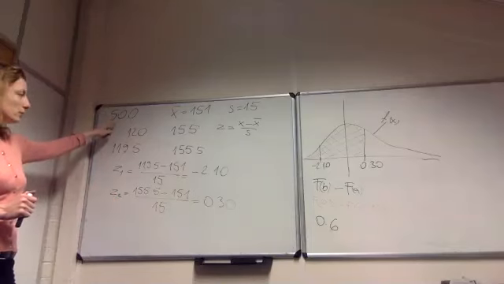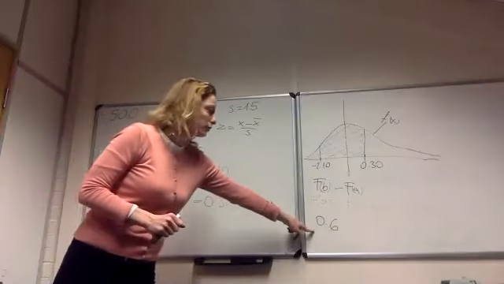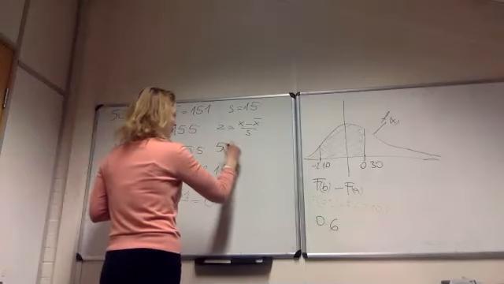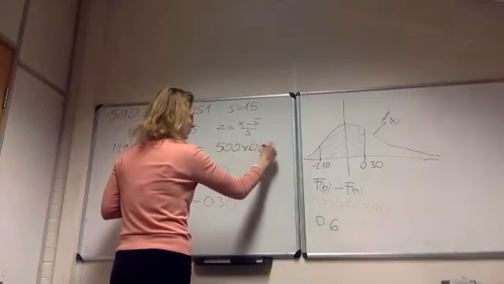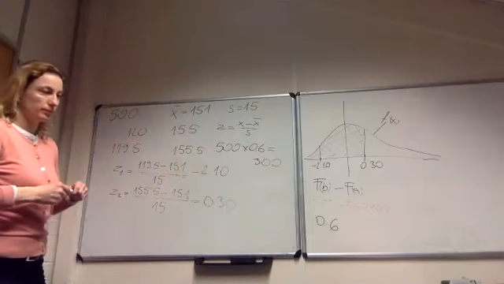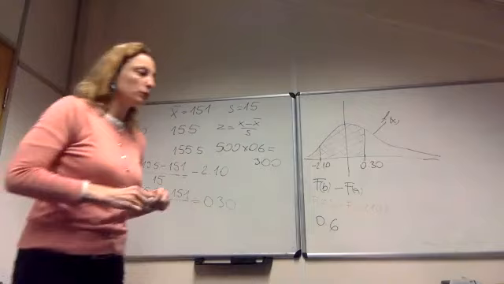So 500 is the total number of students, and 60% falls into this range, which is how many? 500 times 0.6, which is 300. Any questions to this?